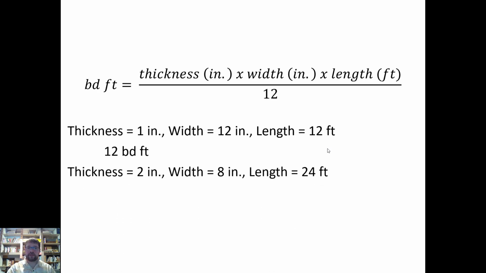We can do it again. Let's say our thickness has changed. It's 2 inches. The width has changed. It's 8 inches, and now the length of your log is 24 feet. You're looking at 32 board feet.